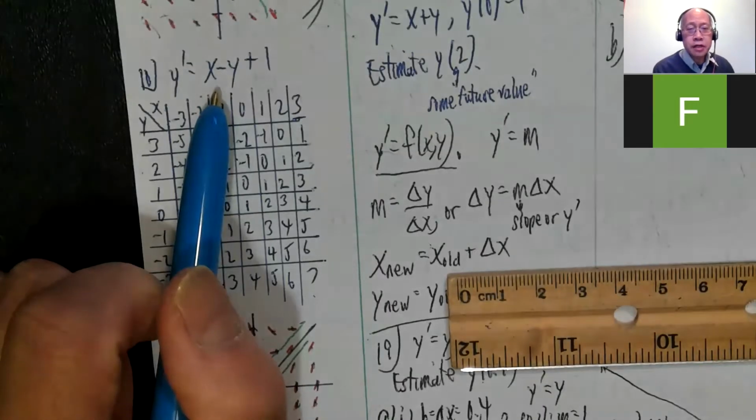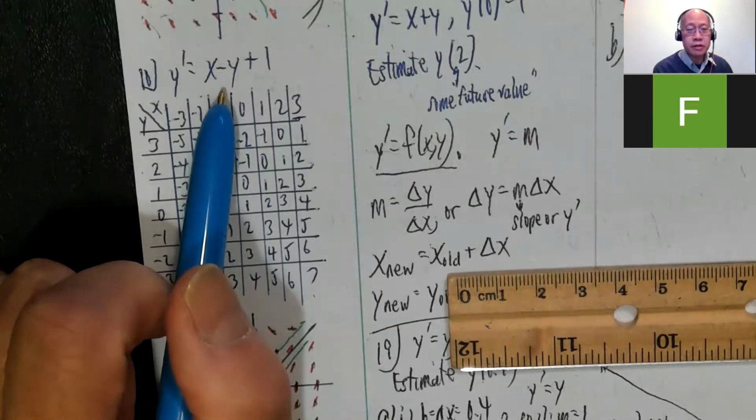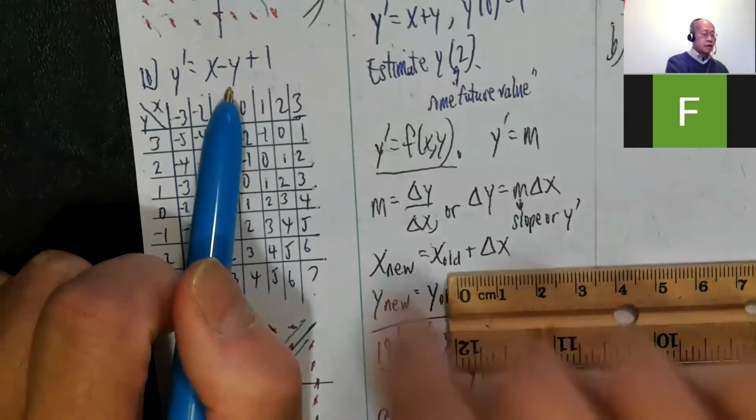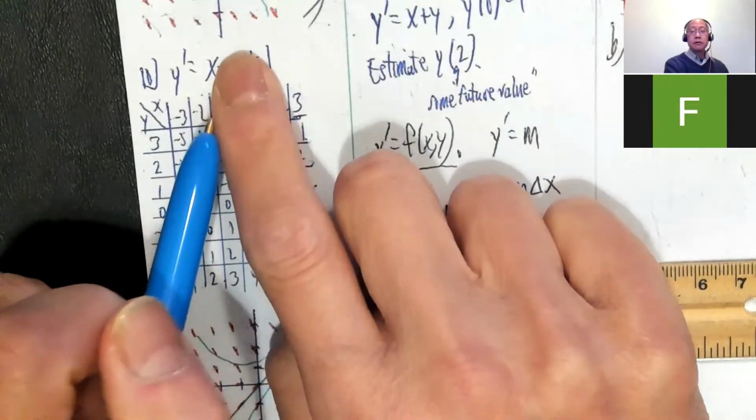Another nice thing to do is to let either x be 0 or y be 0. How about let's say y is 0.